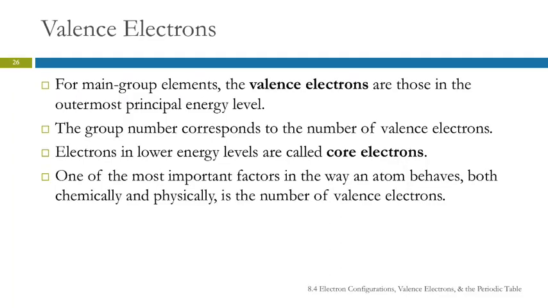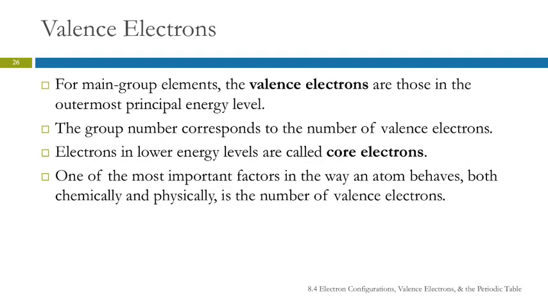So valence electrons. Valence electrons are really important. What are valence electrons? For the main group elements, the valence electrons are those in the highest principal energy level. So those are the electrons with the highest principal quantum number. And the group number for those main group elements corresponds to the number of valence electrons that element has.